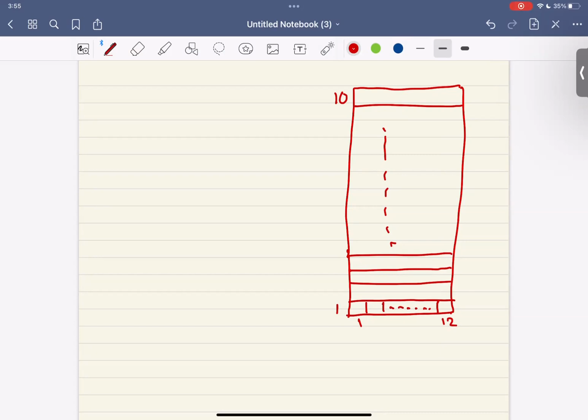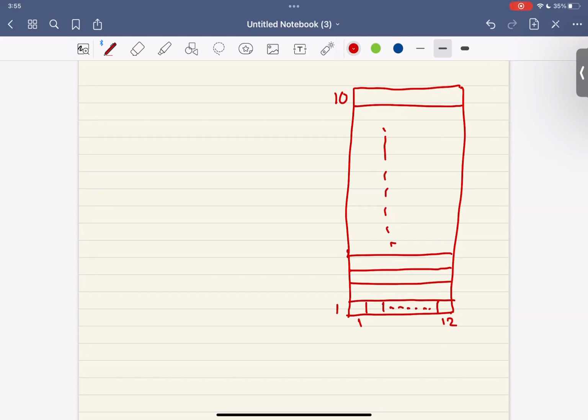So we need to design it in a way that it would be very easy for the guest to specify the room number and the floor number. The management team, we asked ourselves a couple of questions.